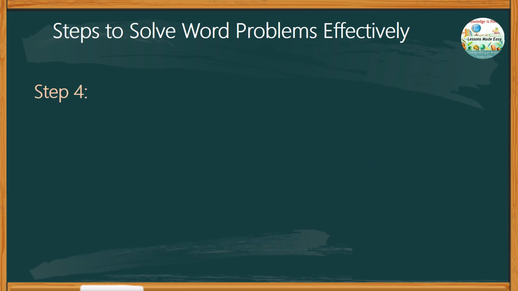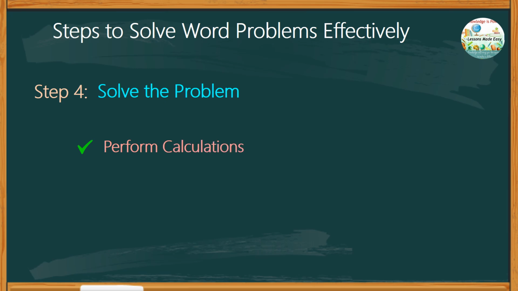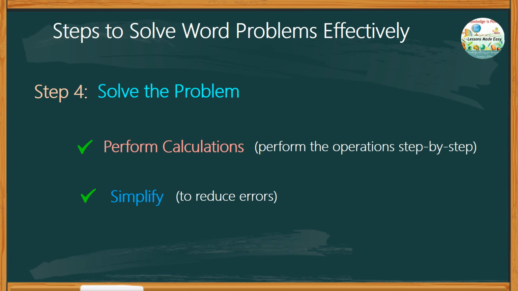Step 4 is to solve the problem systematically. Perform calculations by solving the equation or performing the operations step by step. Simplify whenever necessary to reduce errors.